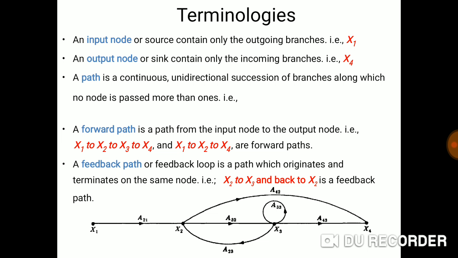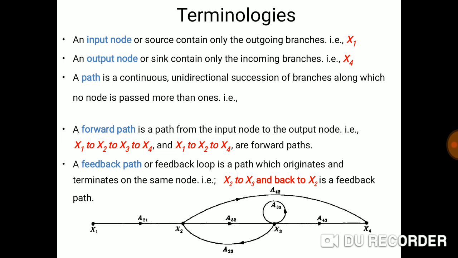Here, one input node is there, that is x1, which is also called a source node. Then x4 is shown, which is the output node, also called a sink node. In other words, they are called input node and output node, or source node and sink node. The next terminology is a path. A path is a continuous or unidirectional succession of branches along which no node is passed more than once. We'll discuss all these terminologies and then go one by one.